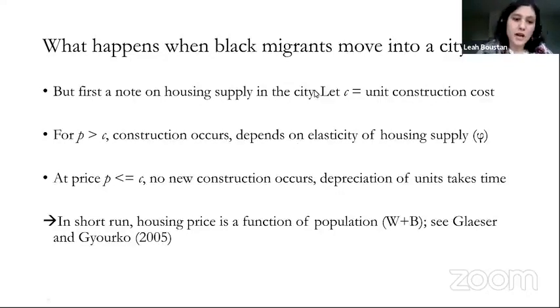Now, on the flip side, if people move out and prices fall below construction cost in the short run, then of course no new construction will occur. But housing units do not immediately get taken out of circulation. Just because demand falls, it doesn't mean that the units that are no longer occupied disappear. And so this will depend on how quickly housing prices depreciate. So in both of these zones, both when prices are above construction cost and when they're below, there's not going to be a perfect response right away. And so in the short run, in this framework, housing prices will be a function of population. And this is sort of borrowing from a housing supply function specified in Glaeser and Gyourko.